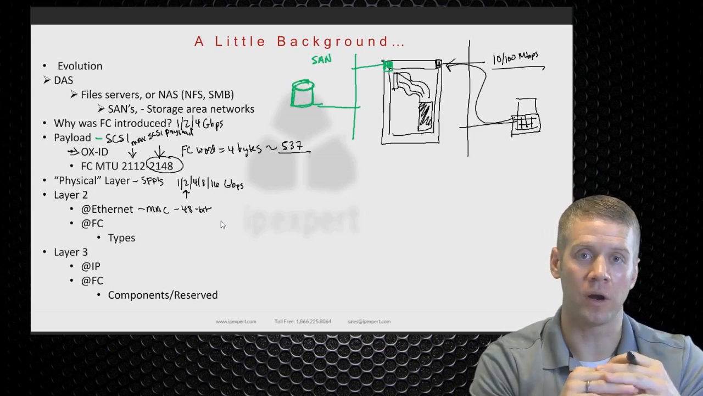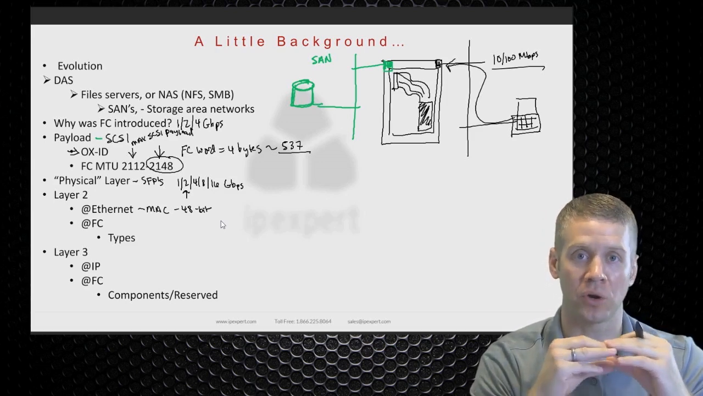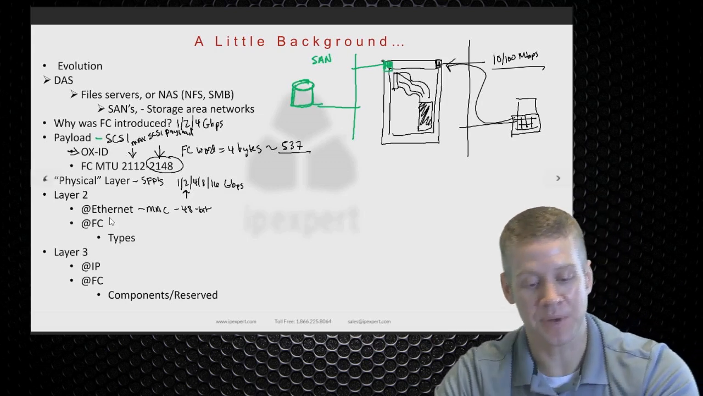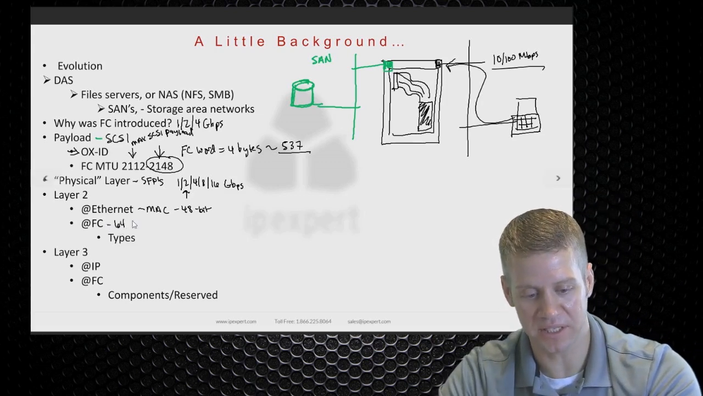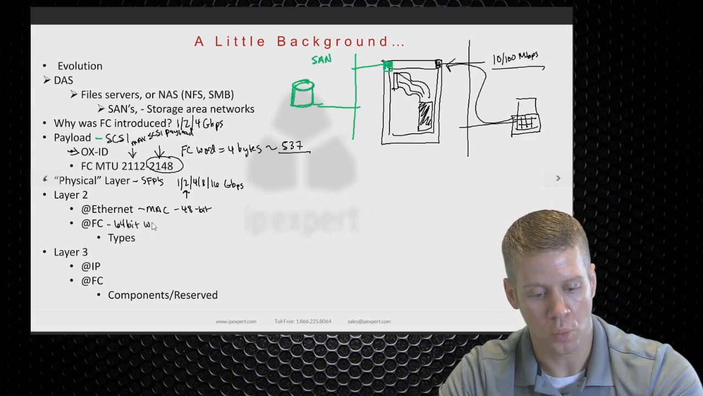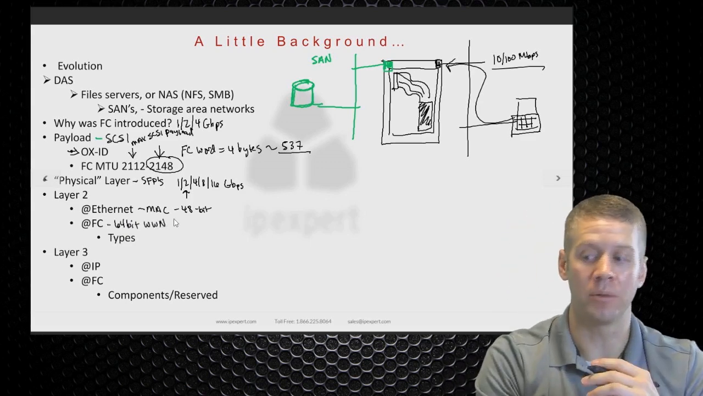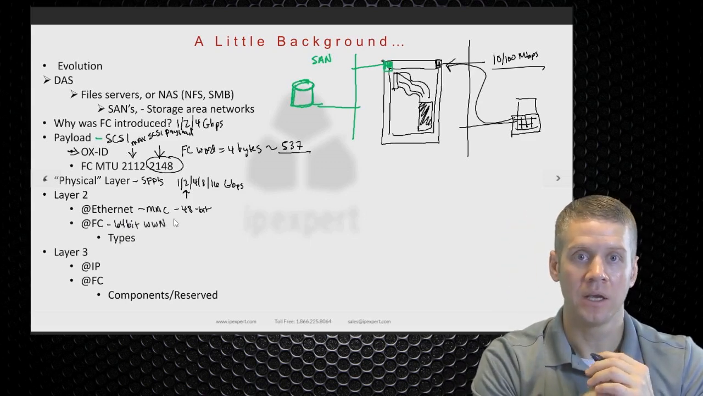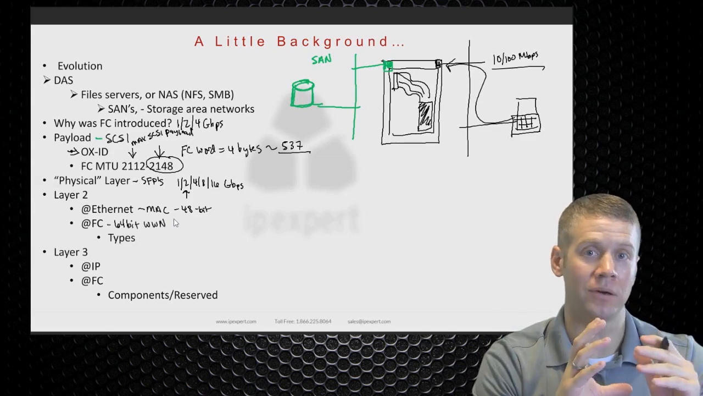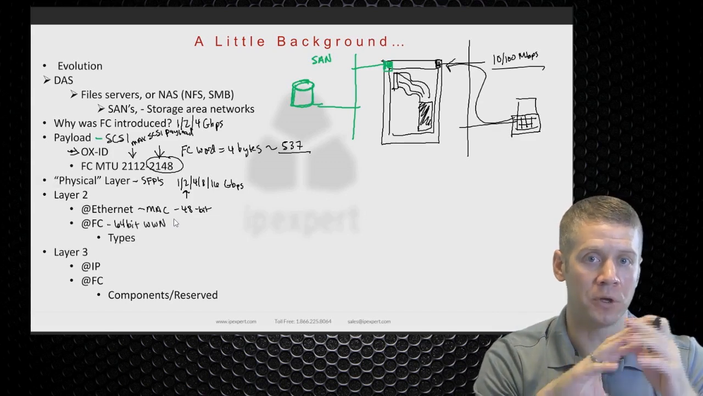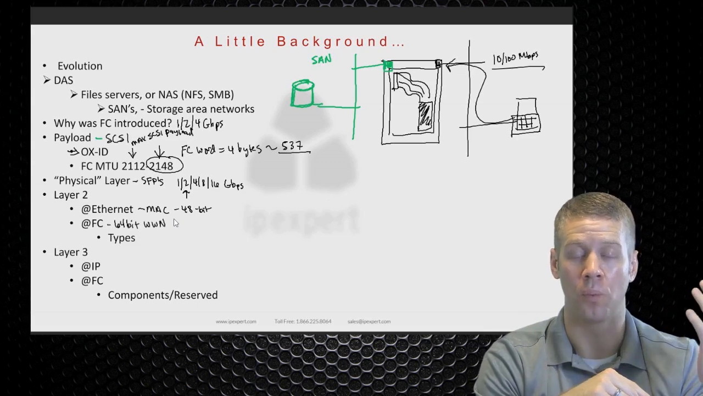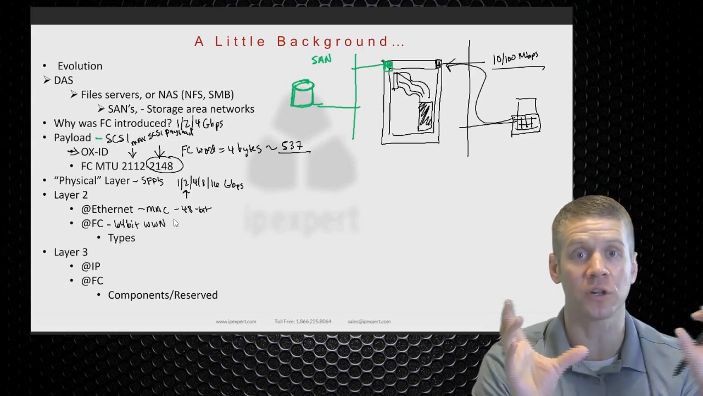Within the Fibre Channel realm, we have very similar addressing, except at Fibre Channel, we're going to have what we call 64-bit worldwide names, or WWNs for short. So at Fibre Channel, I want you guys to be very familiar with 4 different types of worldwide names. There's a lot of worldwide names.